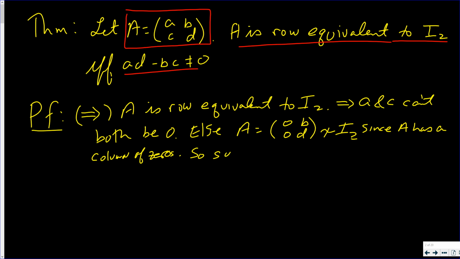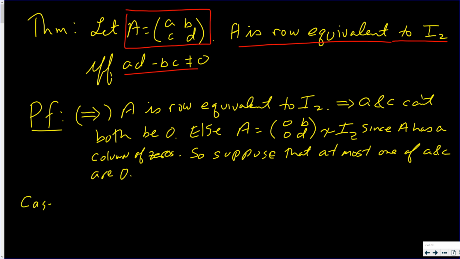So suppose that at most one of A and C are 0. And then we break this down, say, to two cases where one of them is 0 and none are 0. Suppose only one of A and C are 0.